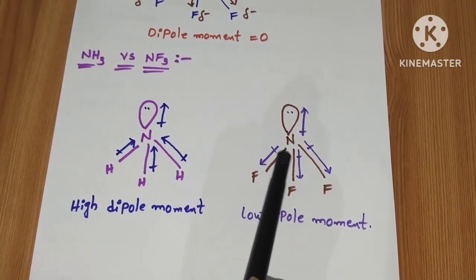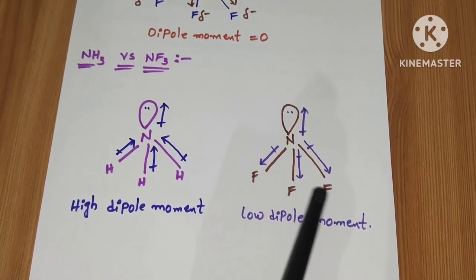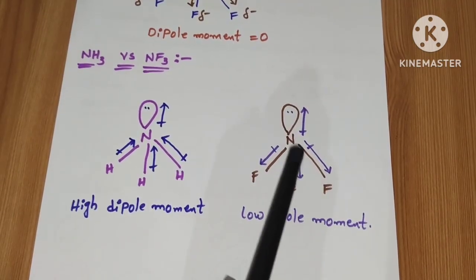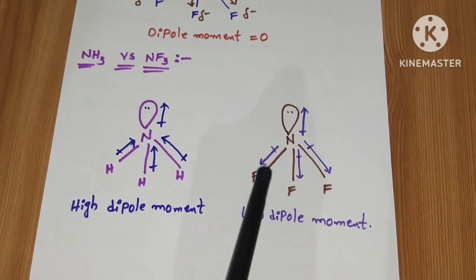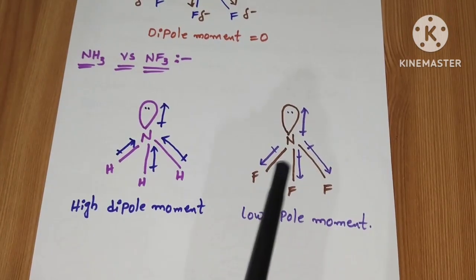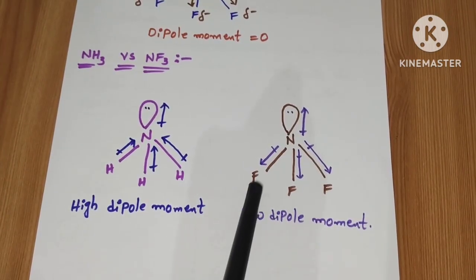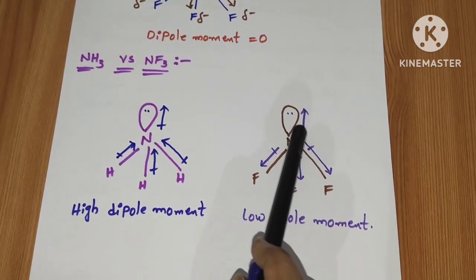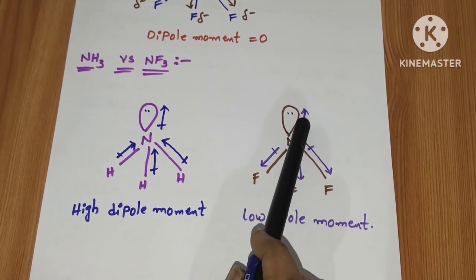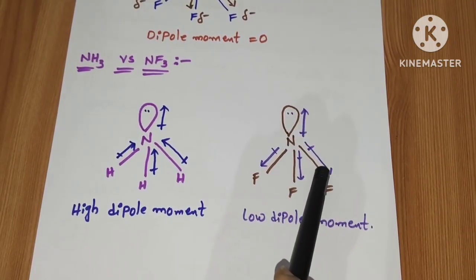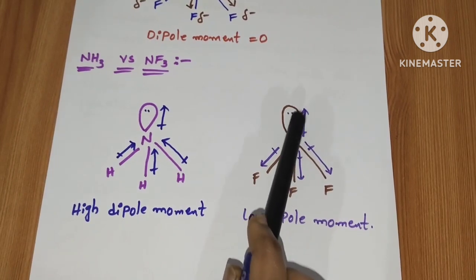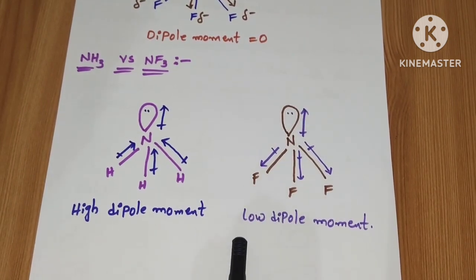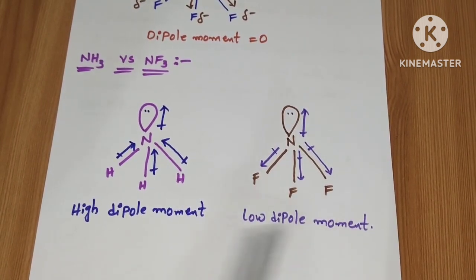In case of NF3, fluorine is more electronegative than nitrogen. So, N-F bond dipoles point towards the fluorine atom. The lone pair dipole points in the opposite direction. Bond dipoles and the lone pair dipole cancel each other. Result is a low dipole moment.